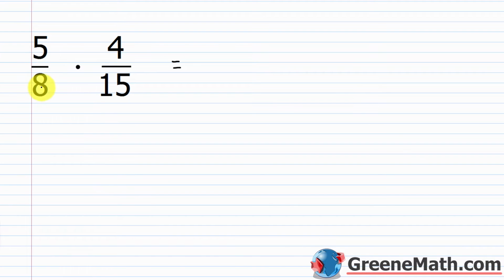Look between 5 and 8, there's nothing you can cancel. 4 and 15, nothing to cancel. Then I would look crossways. So I would look between 5 and 15. There's a common factor of 5. So 5 divided by 5 is 1. 15 divided by 5 is 3. And I'd look crossways again. Between 8 and 4, there's a common factor of 4. So divide this by 4, I get 1. Divide this by 4, I get 2. So now if I multiply, 1 times 1 is 1, over 2 times 3, that's 6. So I get 1/6 as the simplified form, or again, reduced to its lowest terms.